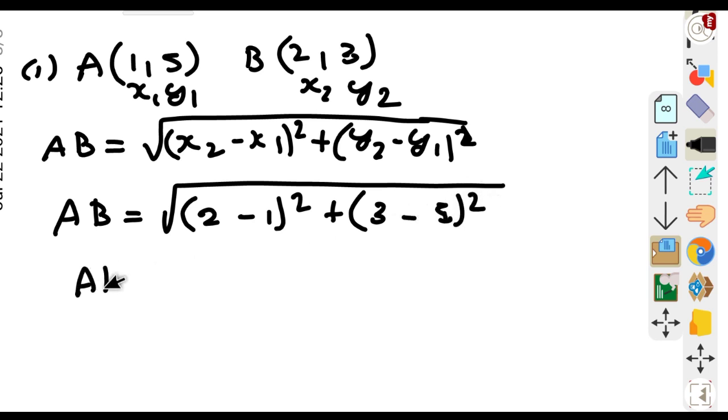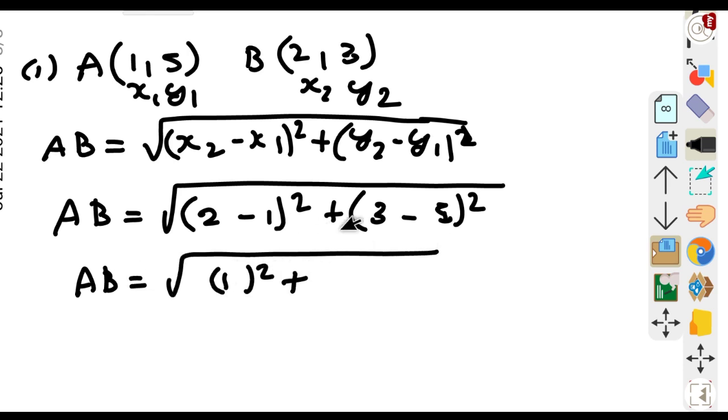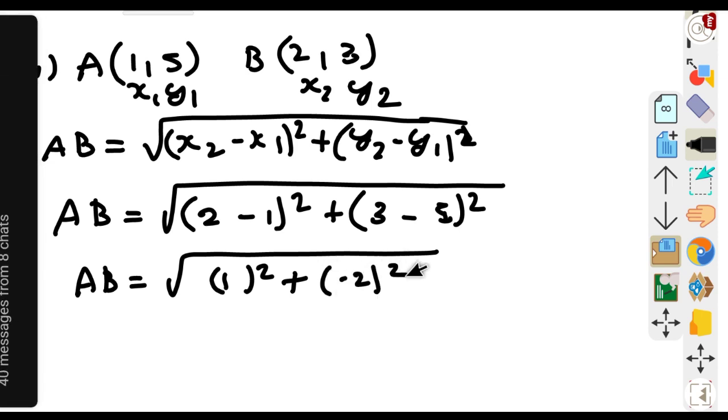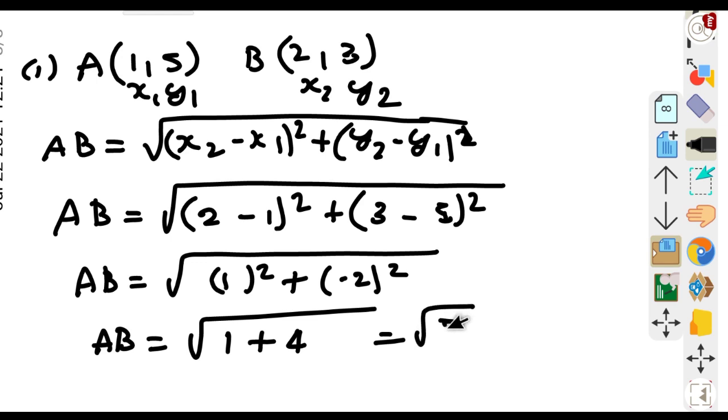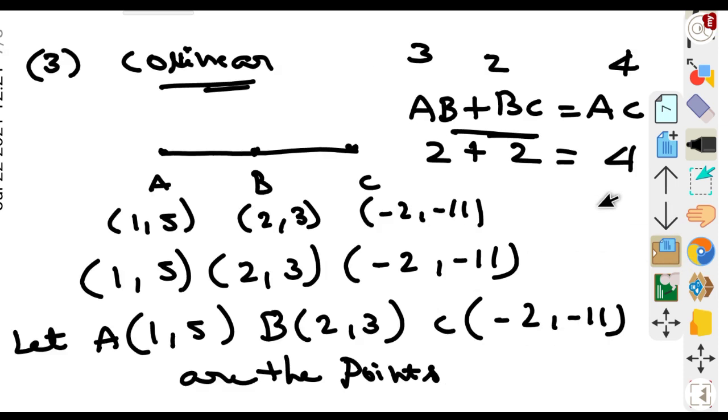So AB equals under root of 2 minus 1 is 1 square plus 3 minus 5 is minus 2 square. So AB equals under root of 1 square is 1 plus 2 square is 4. Any minus square will be plus, so minus 2 square is nothing but 4. So the answer will be under root of 5 units. Now this is the answer for AB. What I have said is find the distance between AB first, afterwards find the distance between BC, and afterwards find the distance between AC.